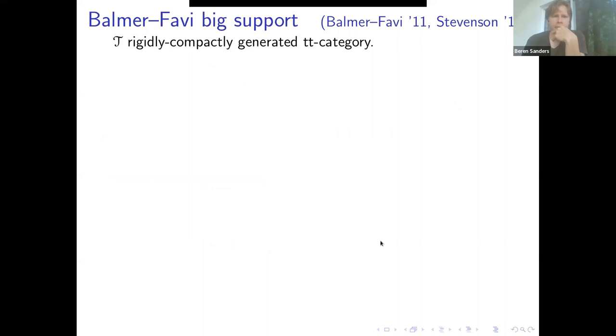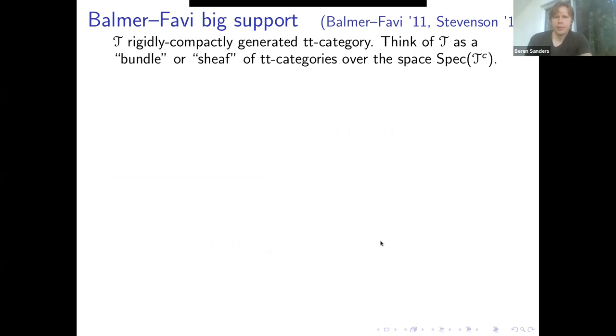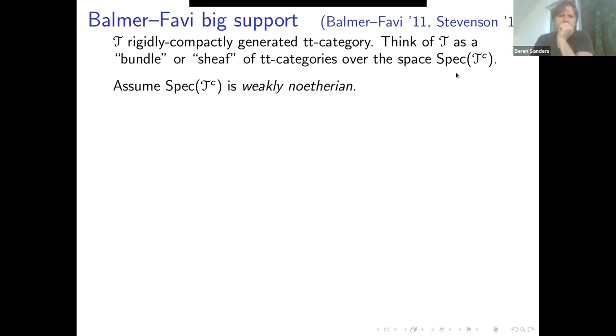So maybe just very briefly, I'll say something about how this Balmer-Favi support is constructed intuitively. So intuitively, we think of our category T as some kind of geometric thing over the Balmer spectrum of compact objects. Think of it as a bundle or a sheaf. I mean, don't take any of these words too seriously, but we think of it as some kind of geometric object lying over the Balmer spectrum. And we're going to assume that the spectrum is weakly Noetherian. This is the kind of Noetherian hypothesis we need.